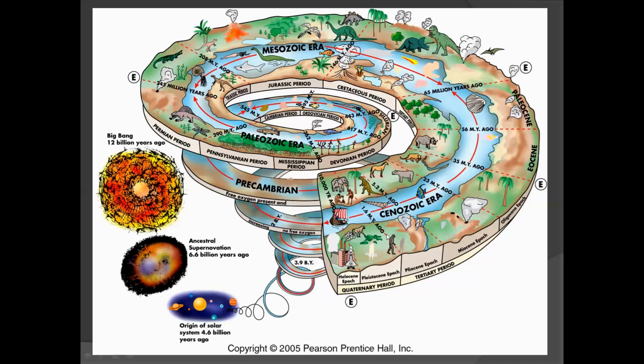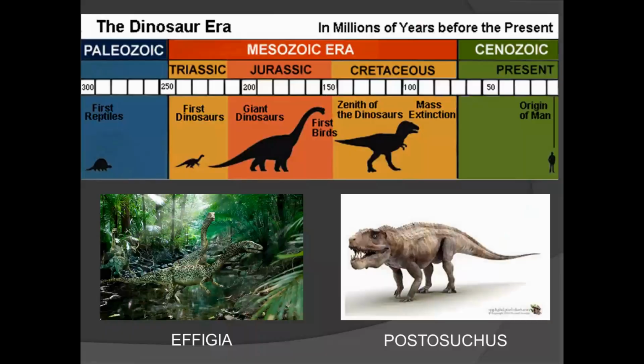Then came the Cenozoic era, which is divided into the Tertiary period, which is the collective name of the Paleogene and Neogene periods, when mammals thrived and reached giant sizes. Then finally, we are now in the Quaternary period, which is the age of man. Now we'll be talking about the era of the dinosaurs.